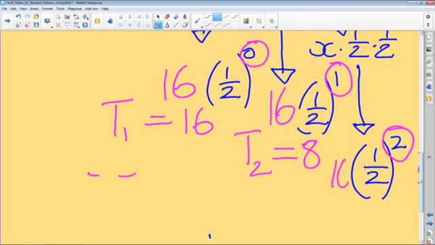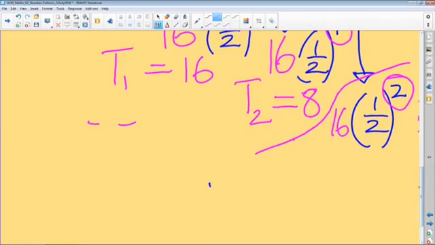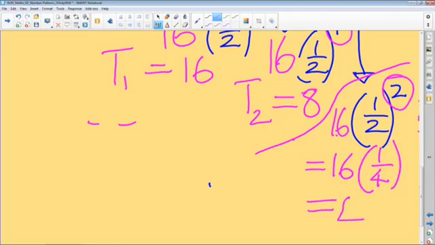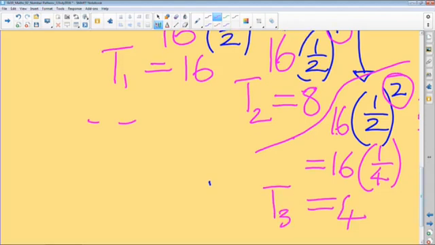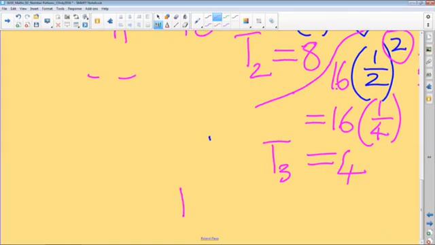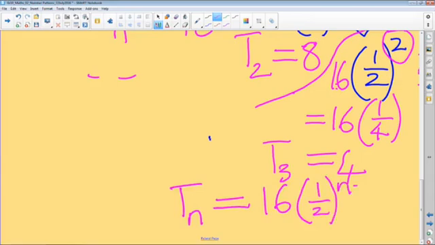And lastly, let's just draw a little line here so that everyone can see that I'm only talking about this one. 16 times by half to the power of 2 is actually going to be 16 times by 1 over 4, which is 4. So glad you got that right. And that's term 3. So does this number pattern hold? Yes, it does, which means that our general term for this number pattern is Tn is equal to 16 times by half to the power of n minus 1.